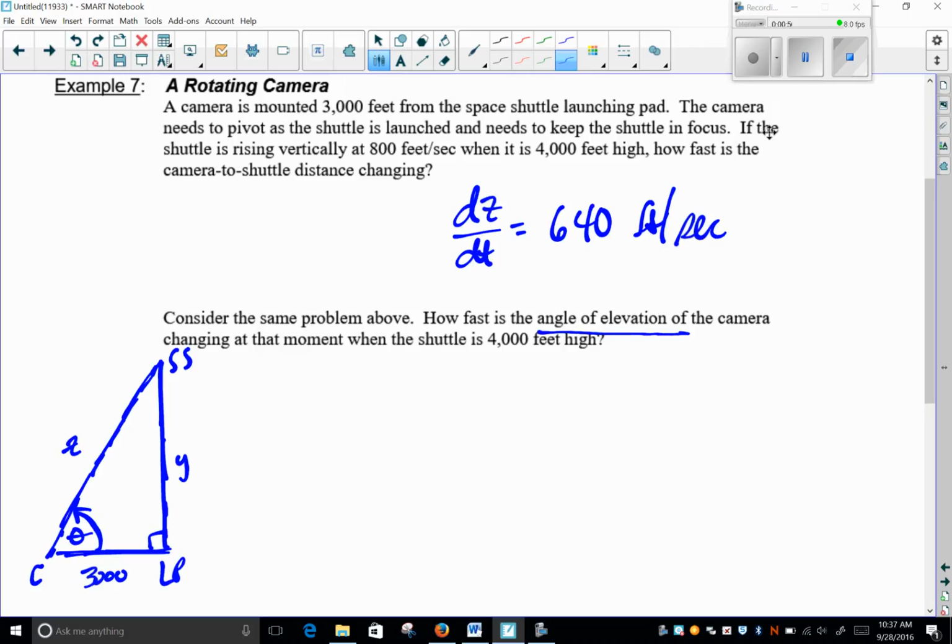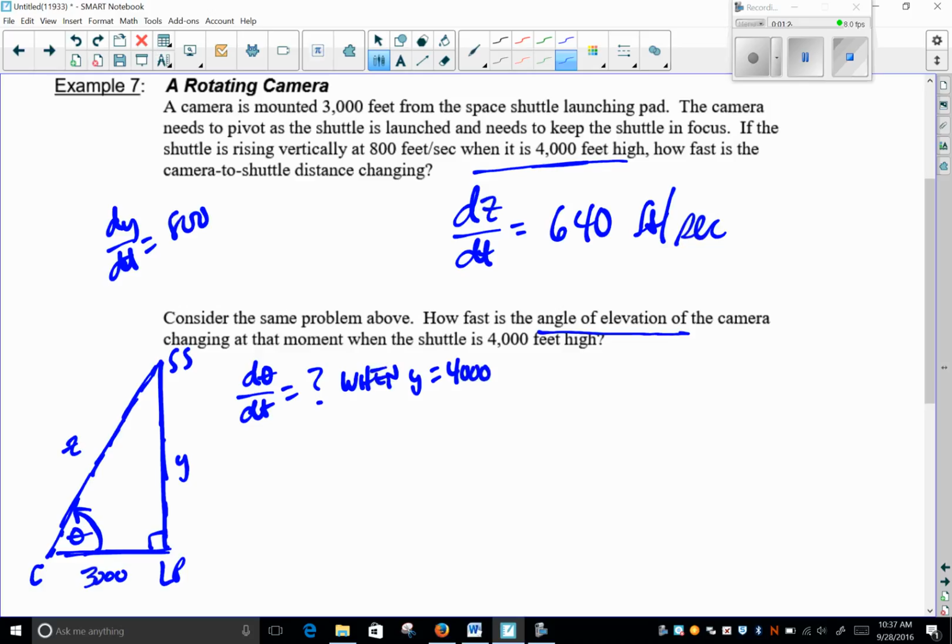All right, we still have the shuttle rising vertically at 800 feet per second, so that was dy/dt, 800. And we're still talking about when it's 4,000 feet high. Okay, so how fast is the angle of elevation of the camera changing? So we're looking for d theta/dt. So what is that at that moment when the shuttle is 4,000 feet high? So when y equals 4,000.